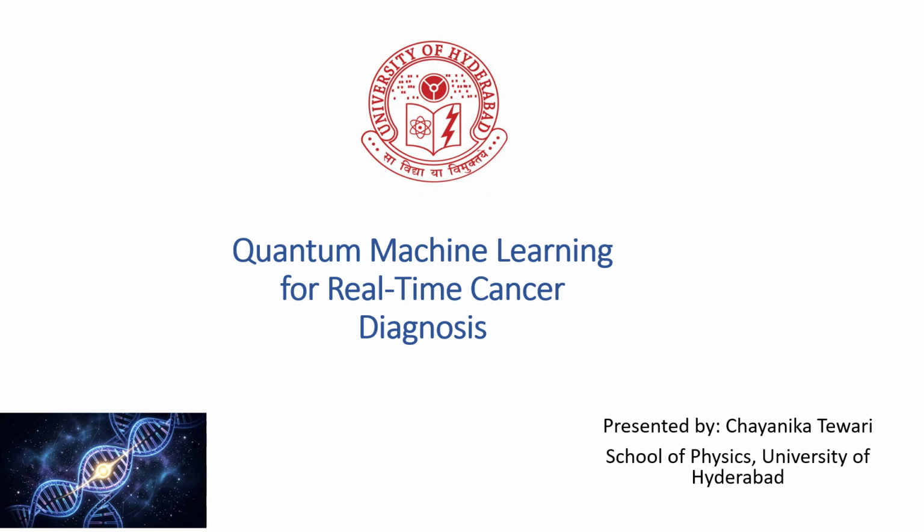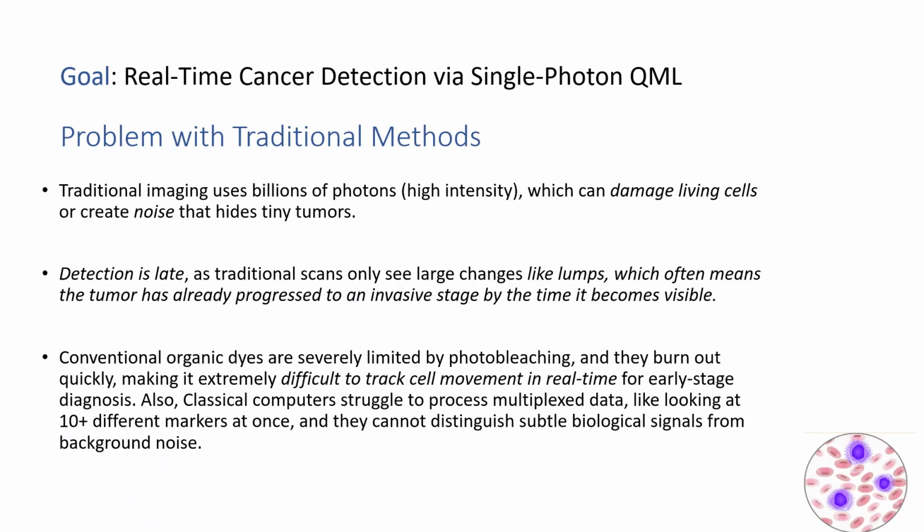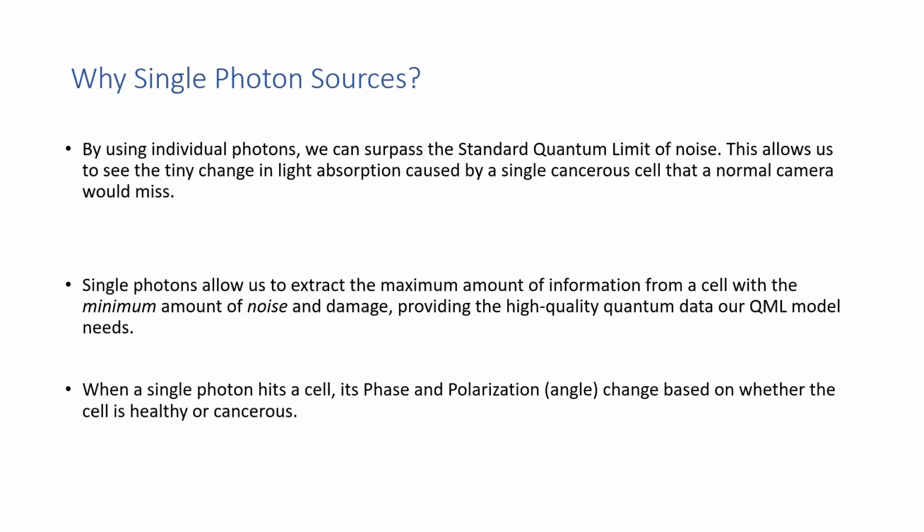So I'll be starting with why we aren't using the traditional methods. Traditional imaging methods use billions of photons, which can damage living cells and can create noise that hides the tiny tumors. Detection is late here as these scans can only see large changes, and medical dyes also fade away pretty quickly. So we use single photon sources, and the good thing about them is that here we are able to control the delivery of photons and send them on one by one so that they're completely regulated and not random. This way, we are also able to extract the maximum amount of information from the cell with minimum amount of noise.